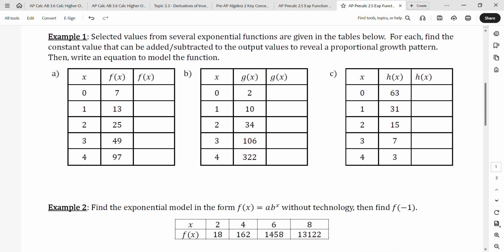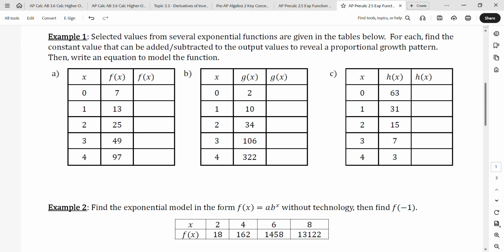Okay, so let's look at f of x. So f of x is going from 7 to 13 to 25 to 49 to 97. Now, as we take a look at this pattern of numbers, we know that going from 7 to 13 to 25, there's not something that we can multiply by the same number to get a constant proportion. Okay, but what would be some numbers here that look like they could be multiplying by the same number?